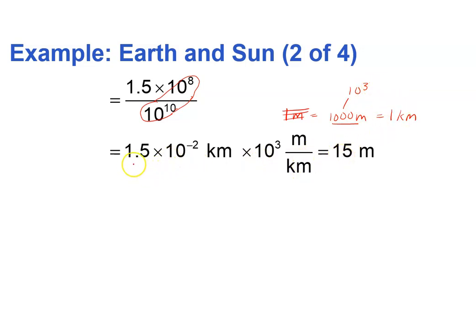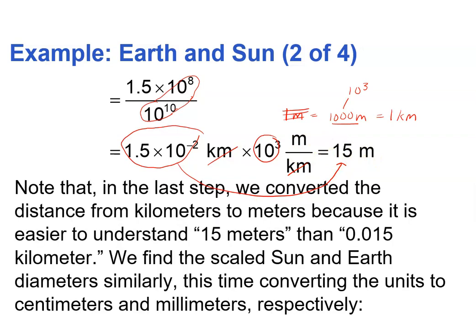And so they've taken these things and they've multiplied them out. So they multiplied this times this, and they're coming up with 15 meters. The kilometers cancel out, and so our units are just 15 meters. Note that in the last step, we converted the distance from kilometers to meters because it's easier to understand 15 meters than 0.015 kilometers.